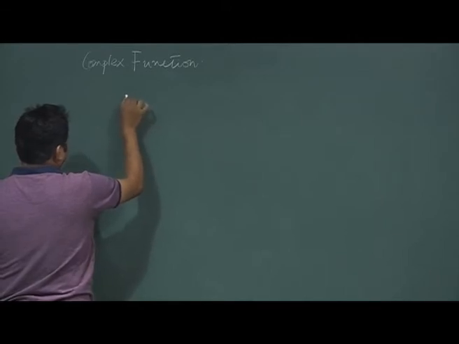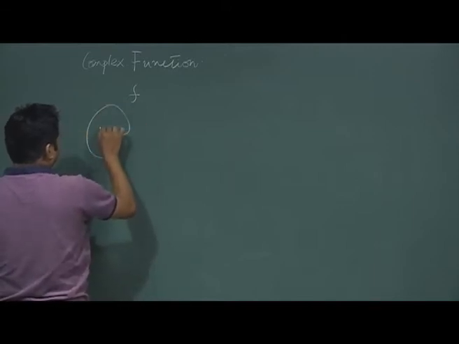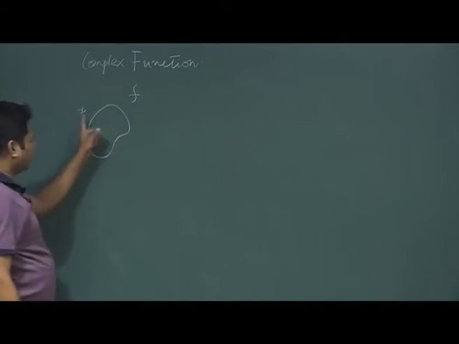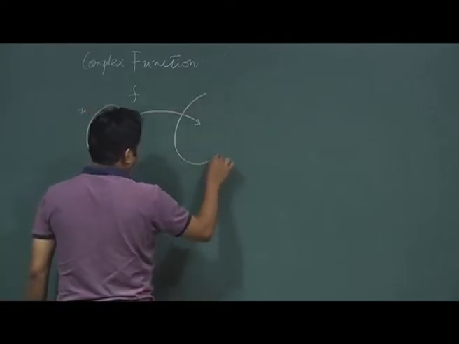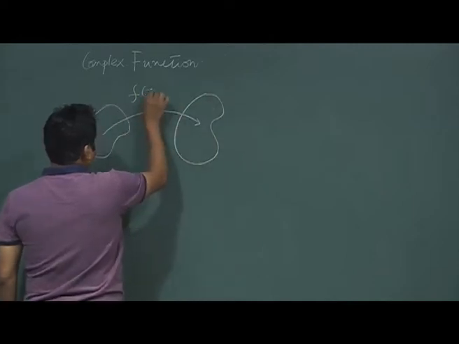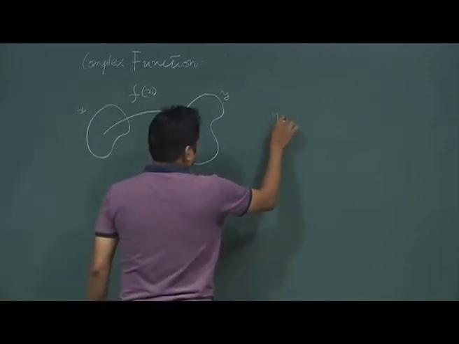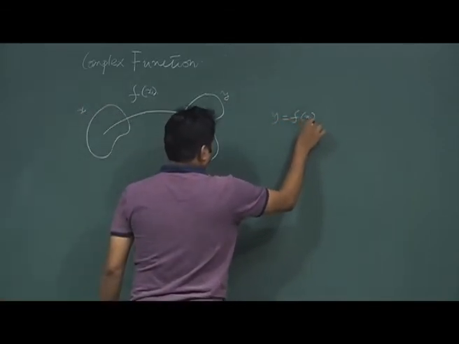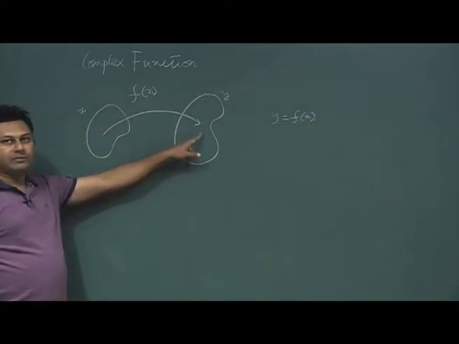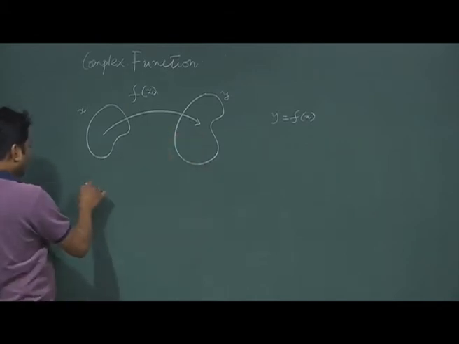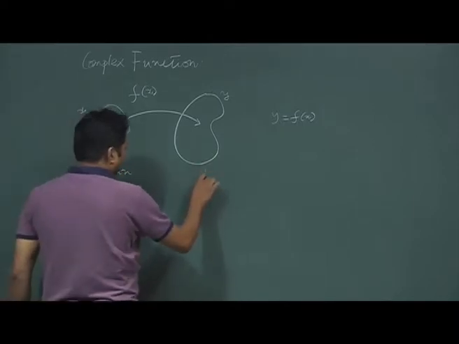A function is something which is a rule. We have a set of points here which I call the set of points x. I apply the rule, and as a result I get a set of points. The rule I call f(x), and this is y. So y is f(x), the rule, and for each point I should have another point here. This is called the domain, and this is called the range.